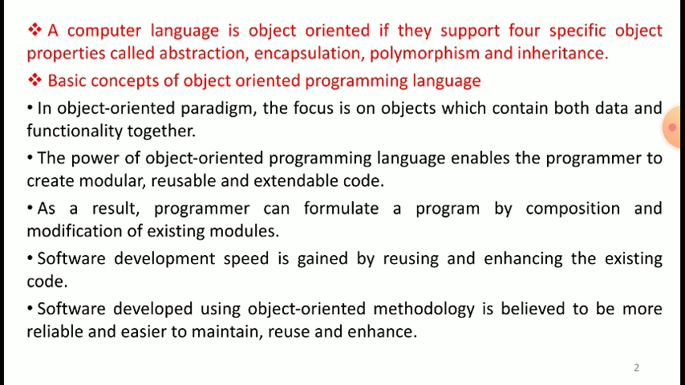Next, a computer language is object oriented if it supports specific object properties called abstraction, encapsulation, polymorphism, and inheritance. I will discuss them one by one in these chapters. So, the basic concepts of object-oriented programming.